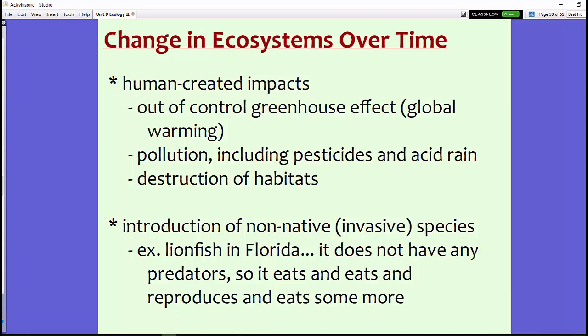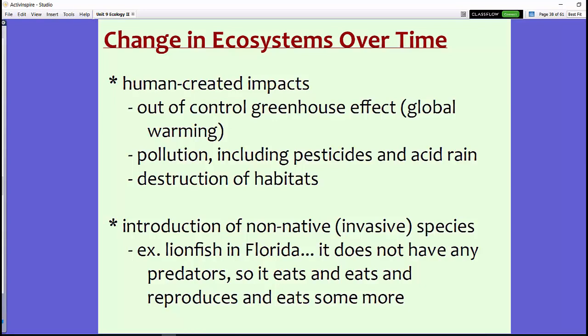Pollution is another human created impact. This could include pesticides or acid rain formation over time. An out of control greenhouse effect, which we are starting to see now as well. We're starting to see the globe warming up a little bit, which is very nerve wracking. And it's a possibility that this is already killing and making some organisms extinct.